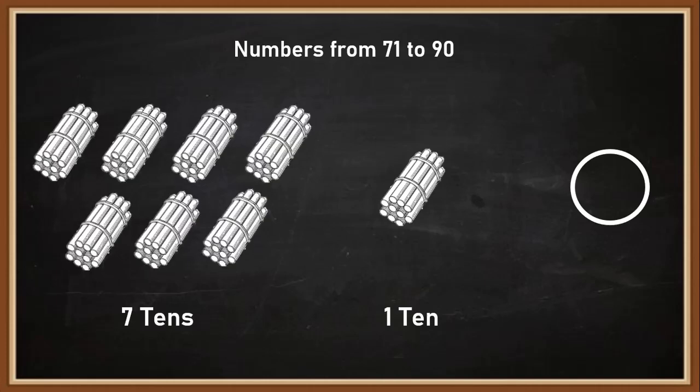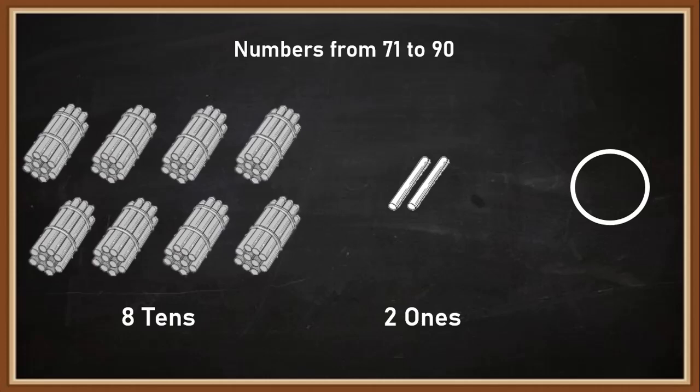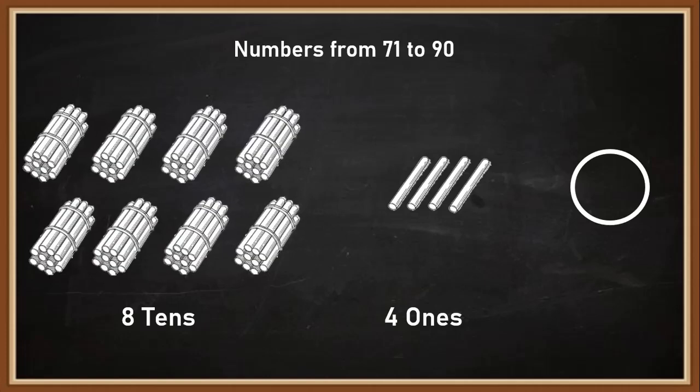7 tens and 1 ten is 80. 8 tens and 1 one is 81. 8 tens and 2 ones is 82. 8 tens and 3 ones is 83. 8 tens and 4 ones is 84.